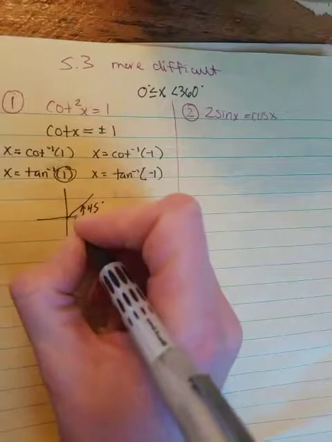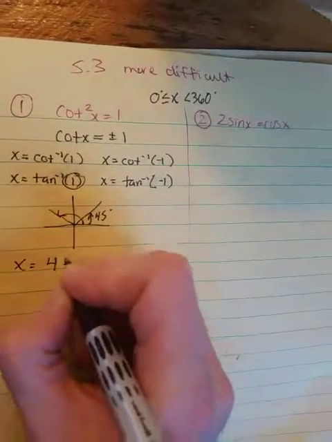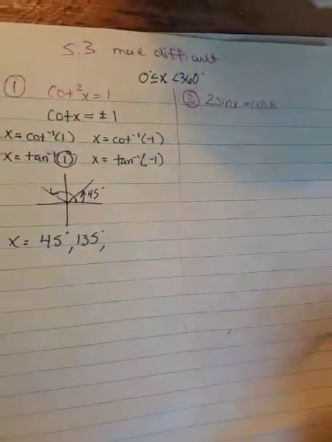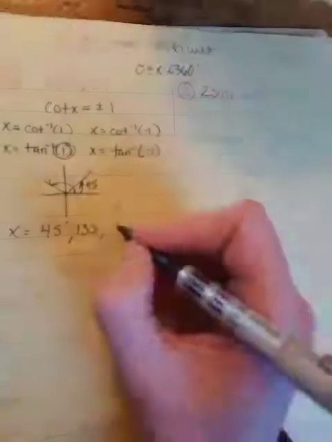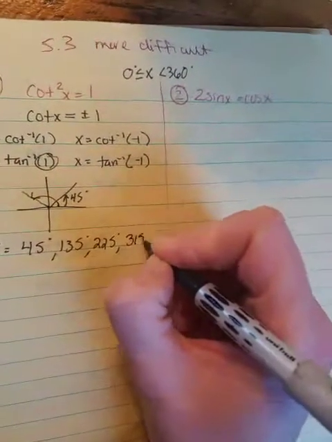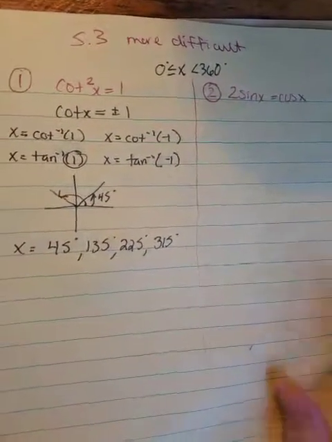So then in quadrant 2, you're going to tell me that's going to be, I'll just mark my list here, 135 degrees. Quadrant 3, that'd be your 180 plus 45, so 225. And then your last one, 315 in quadrant 4. And those are your 4 answers.